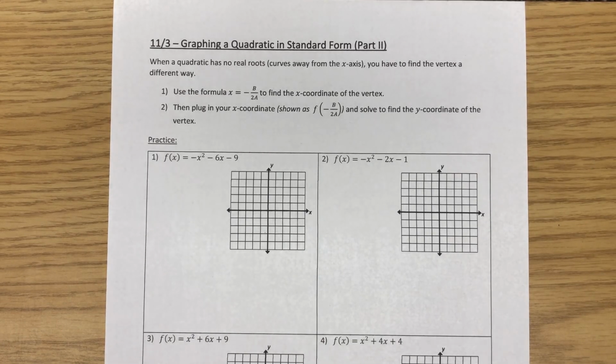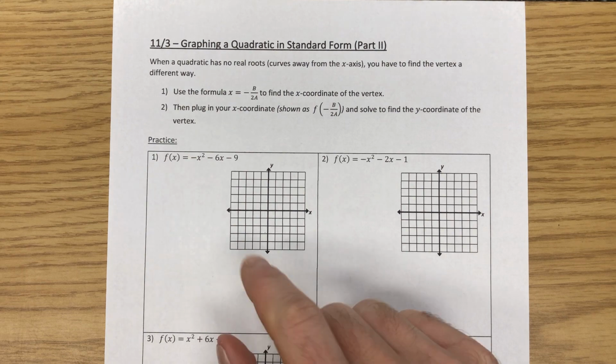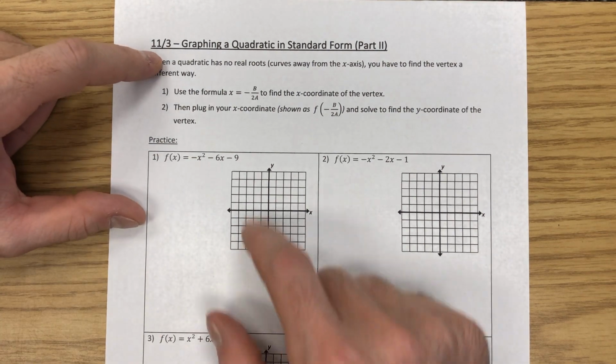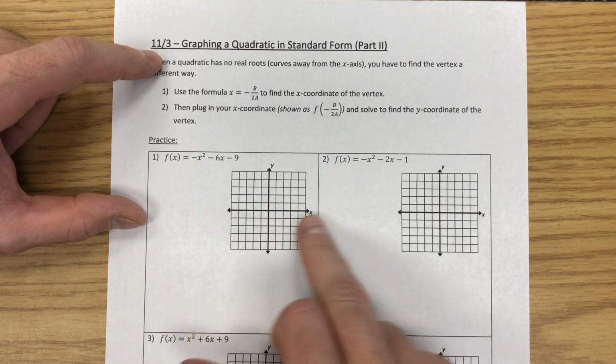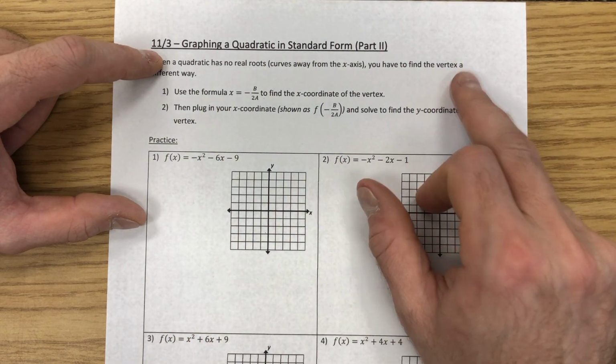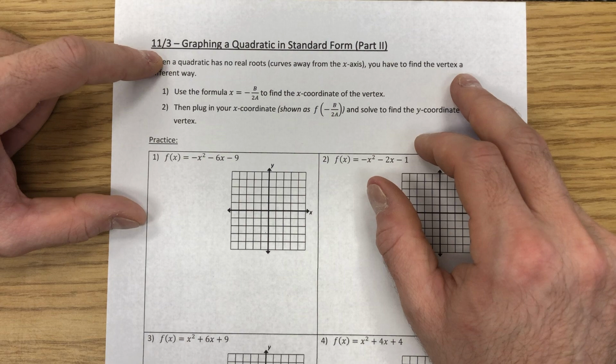So today what we're going to be doing is graphing a quadratic in standard form. Again, but in this case, the quadratics aren't going to be as friendly to graphing as they were last time. This is going to be when we're graphing a quadratic that doesn't have any real roots, which means it's going to curve away from the axis and never actually touch it. This means we're going to have to find the vertex using a different method.